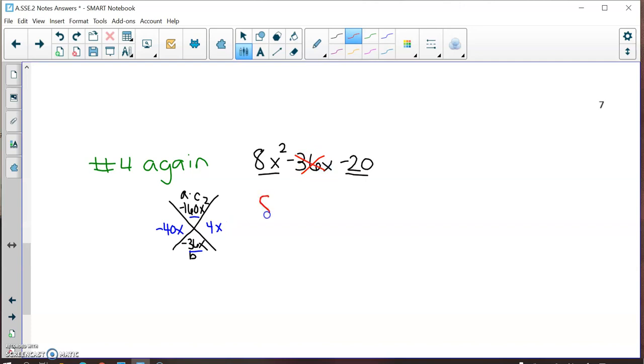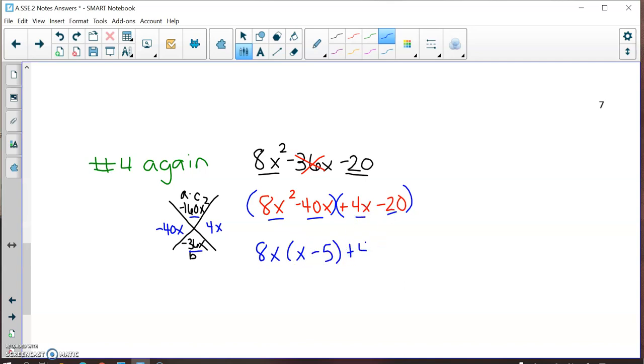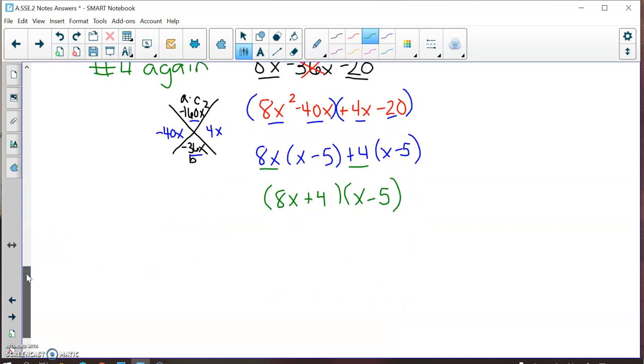Rewriting your polynomial without that 36x in it, I have an 8x squared minus 40x plus 4x minus 20. Using the grouping method, my greatest common factor out of my first two terms would be an 8x, and I'm left with an x minus 5. Out of my next two terms, I would need to factor out a plus 4, and I'm left with an x minus 5. So now I have an 8x plus 4 as one of my binomials, and an x minus 5 as my other. Now I would count this wrong, because this is not completely factored.